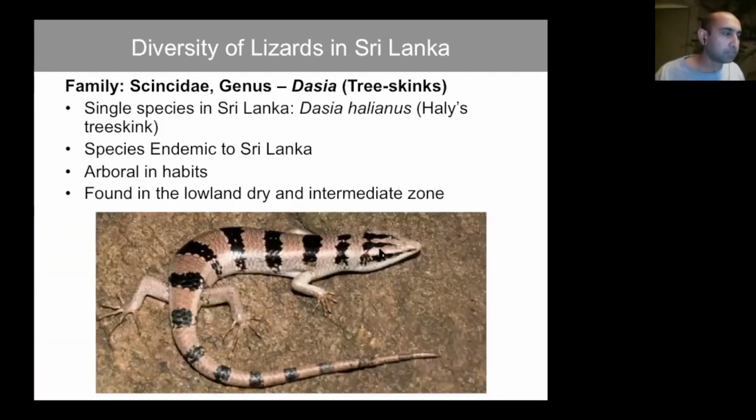All right. And then this is the only tree skink in Sri Lanka, which we call Haly's tree skink. It's a pretty skink with a white or olive colored body with black stripes or blotches. It's an entirely arboreal lizard, occasionally coming to the ground, probably to move from one tree to another. It's again a species found only in the lowland dry zone as well as the intermediate zone. It's an endemic species.